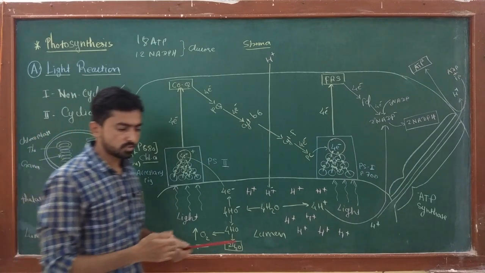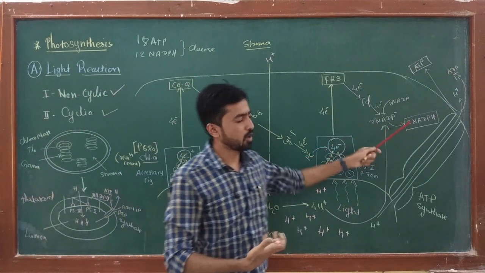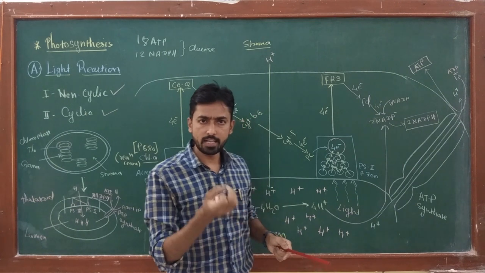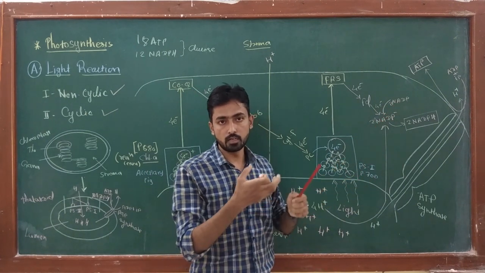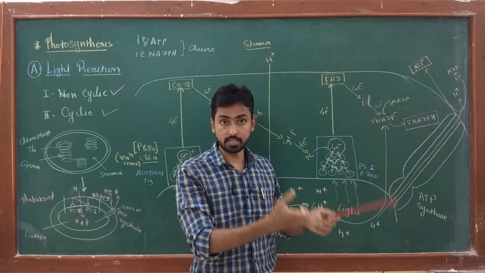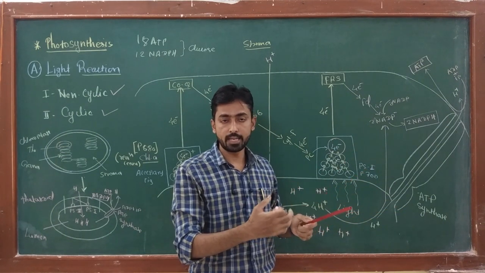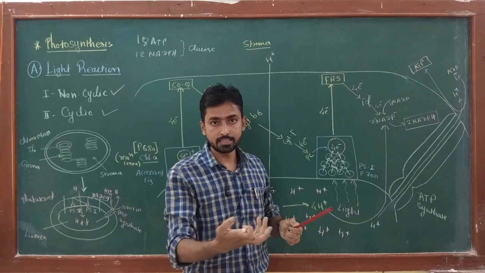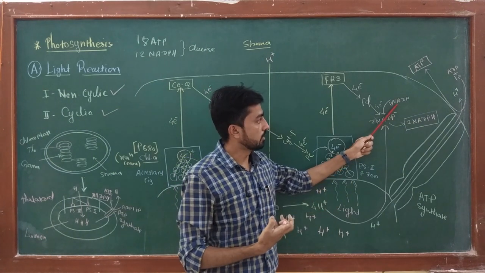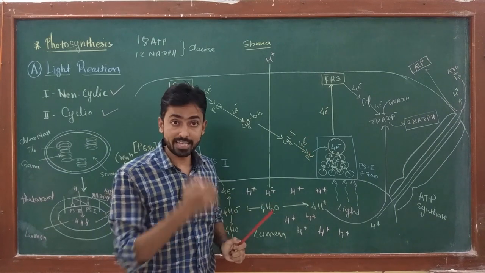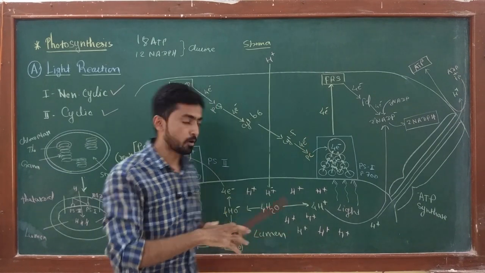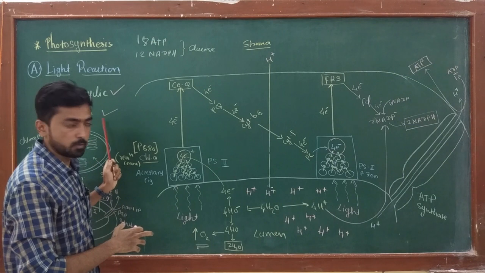When plants do not require NADPH, or generally when plants have less supply of NADP, or light is not available, the Calvin cycle is halted. If the Calvin cycle is not functioning, in that case NADP will not be available for the non-cyclic flow of the electron. In that case, the plant shifts from non-cyclic to cyclic flow.